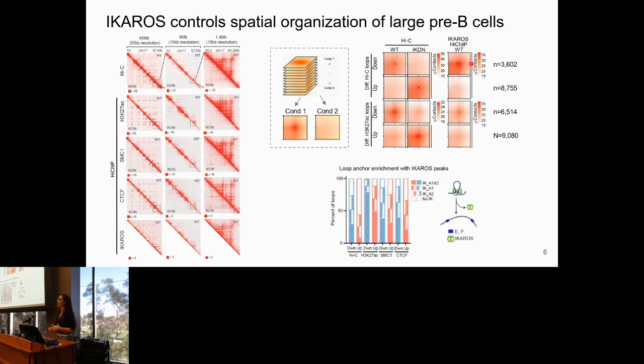Then we wanted to see if Ikaros was present at these loops. So we used the ChIP-seq peaks and overlapped them with the loop anchors. We saw that more than 80% of these differential interactions had Ikaros in at least one of its anchors. And specifically for the downregulated H3K27 acetylation, all of them had Ikaros bound.